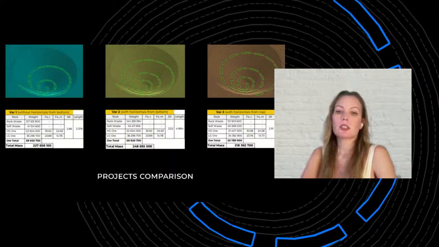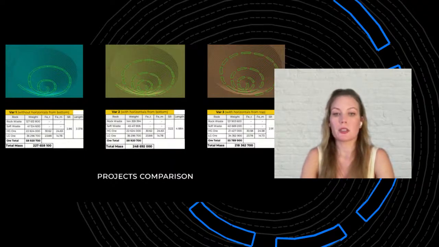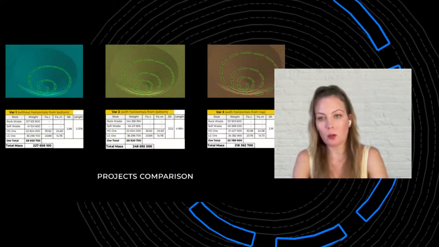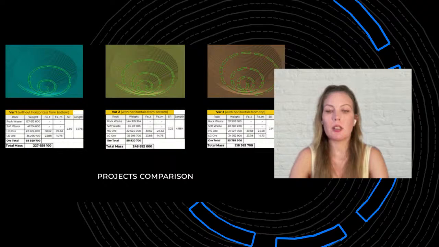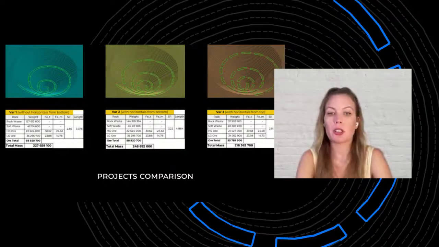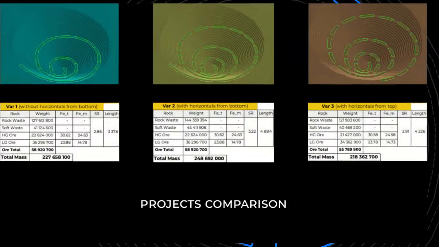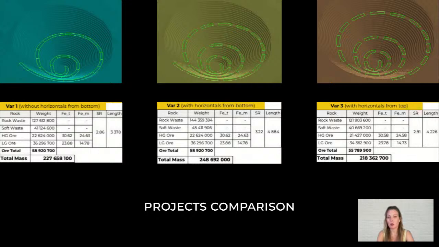Now let's compare the results for all 3 options. As we agreed, option number 1 will be our main reference point. This first option gives us the lowest stripping ratio, the quickest access from the bottom of the quarry to the top, and covers the required volume of materials. Just to remind you, the first option involves construction from the bottom of the quarry without horizontal inserts.